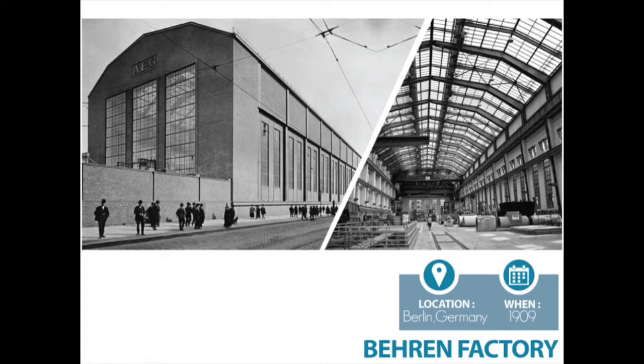Behrens' contemporary design utilized modern materials like glass, steel, and brick to make up a modern interpretation of columns that run on either side of the building's exterior.